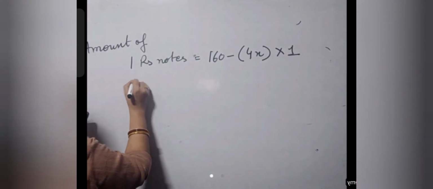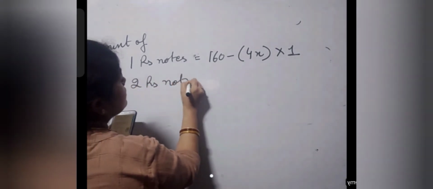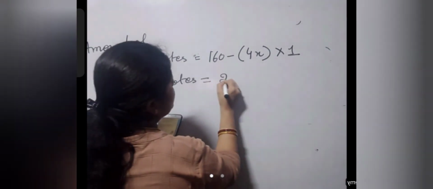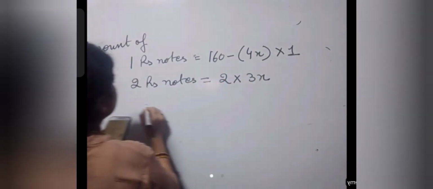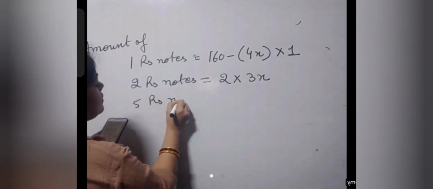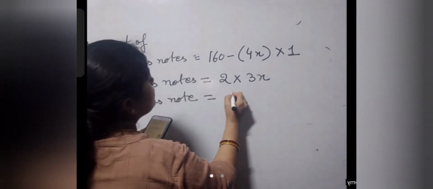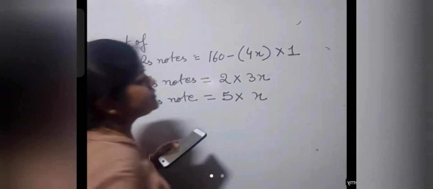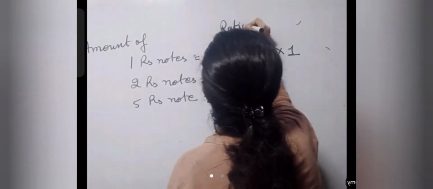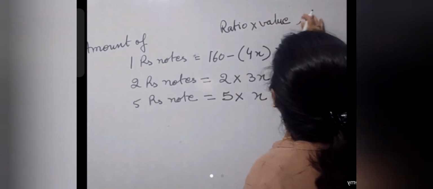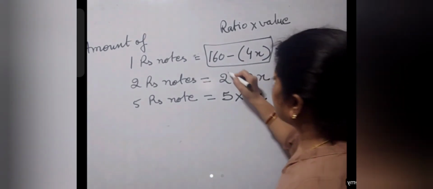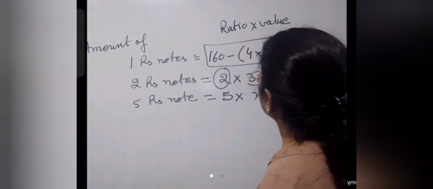An amount of 2 rupees note, that means 2 into the ratio, which is 3x. An amount of 5 rupees note is equal to 5 into the ratio x. Because we have the format: the ratio with the value. So this is the ratio, and the 1 rupee note value is 1.